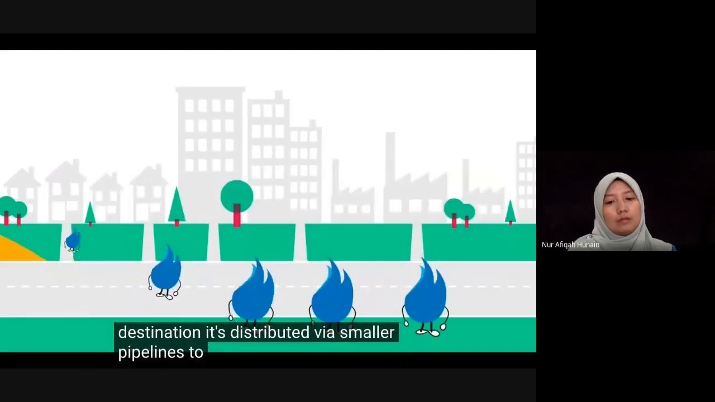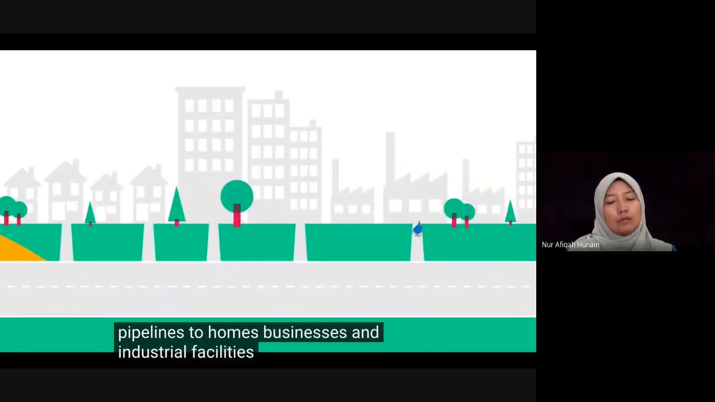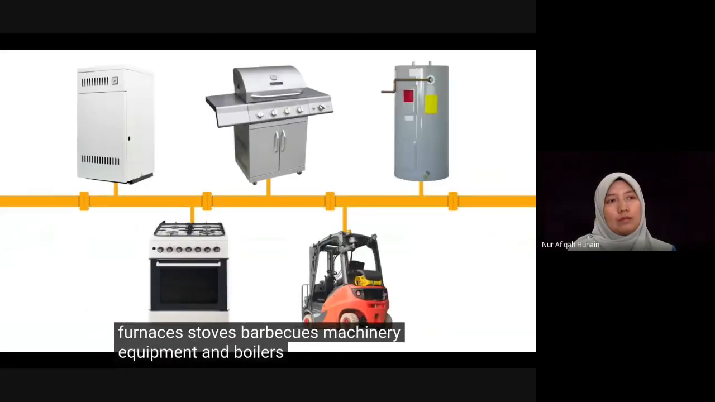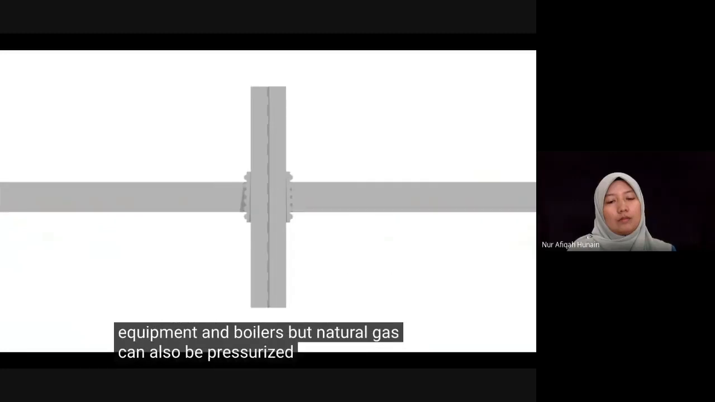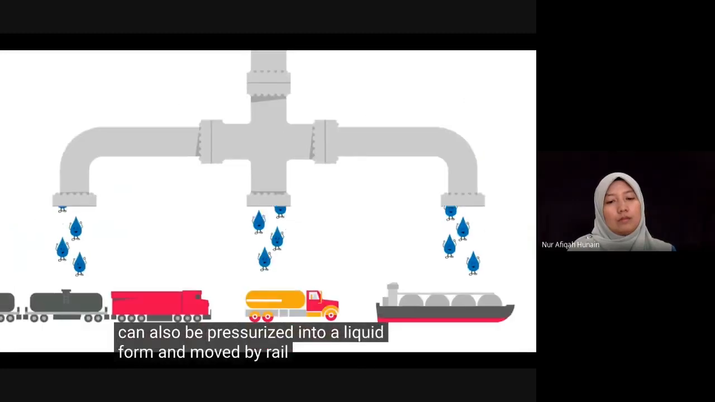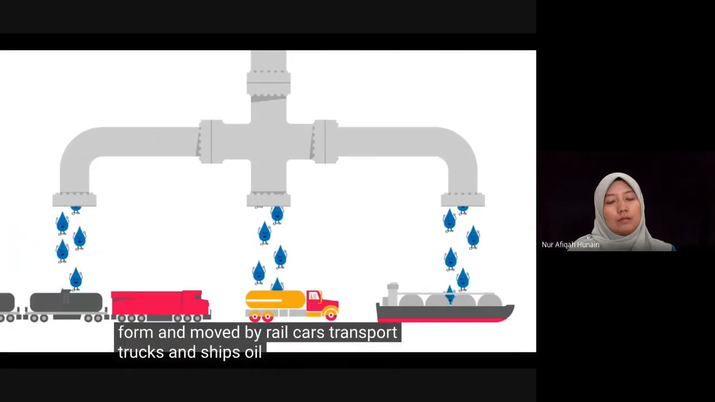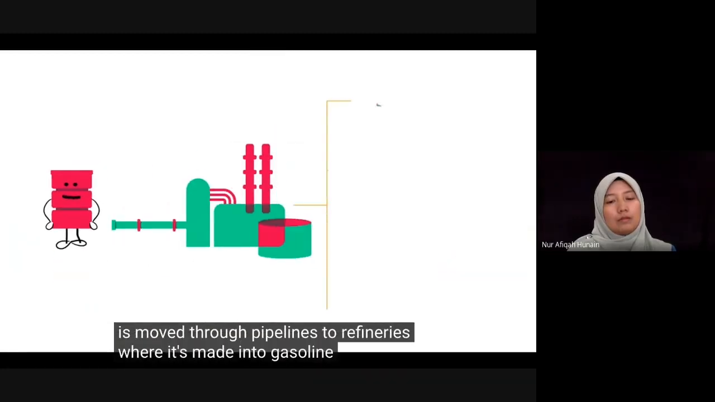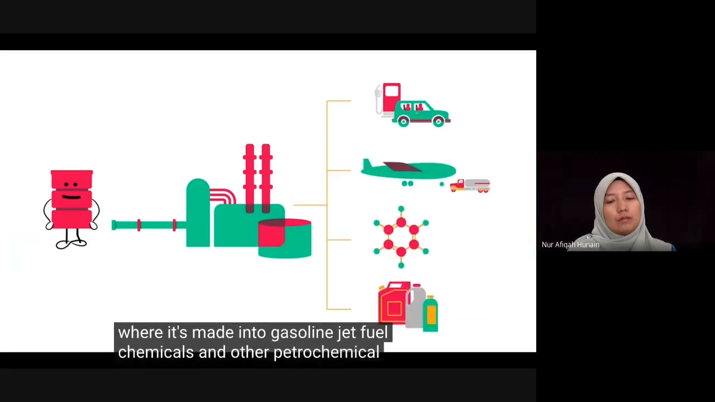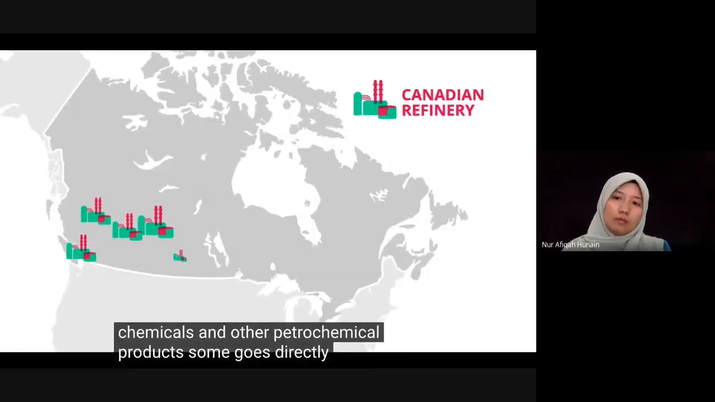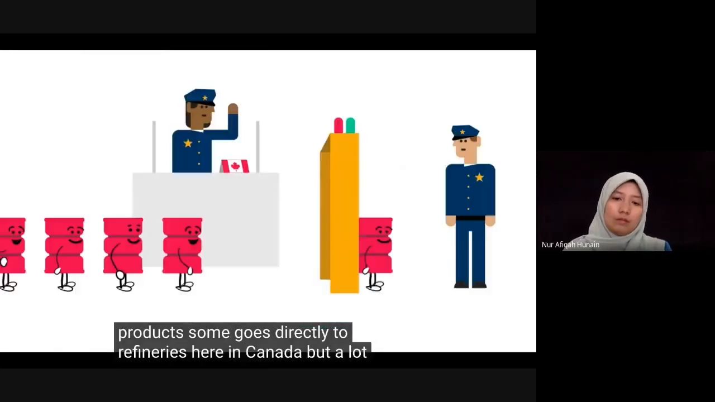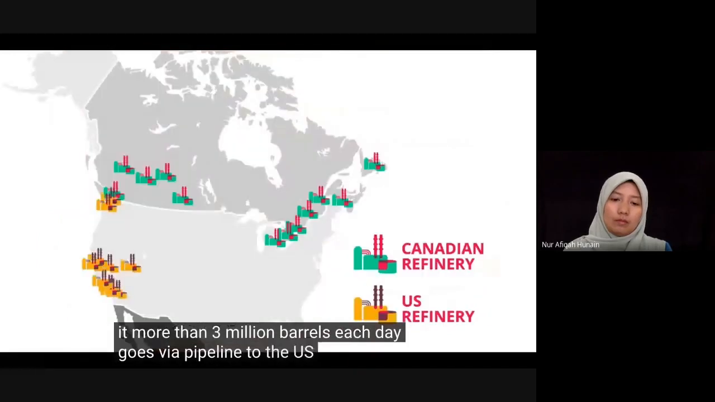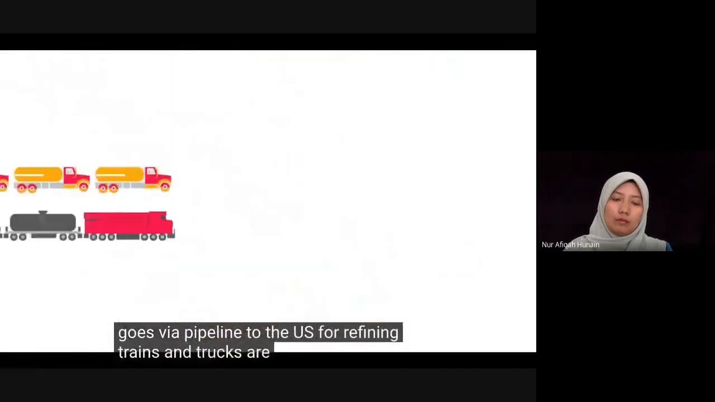When natural gas gets to its destination, it's distributed via smaller pipelines to homes, businesses, and industrial facilities to run our furnaces, stoves, barbecues, machinery, equipment, and boilers. But natural gas can also be pressurized into a liquid form and moved by rail cars, transport trucks, and ships. Oil, on the other hand, is moved through pipelines to refineries where it's made into gasoline, jet fuel, chemicals, and other petrochemical products. Some goes directly to refineries here in Canada, but a lot of it, more than 3 million barrels each day, goes via pipeline to the U.S.